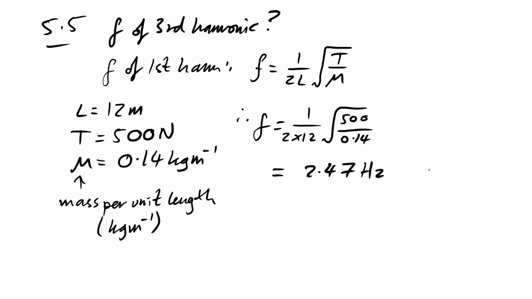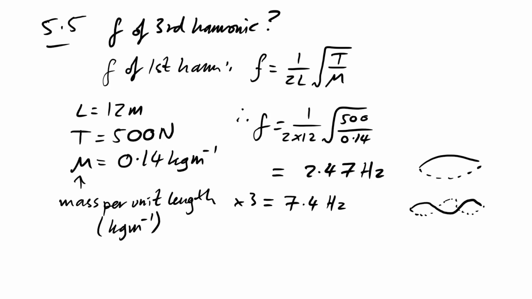However, we're looking for the third harmonic, so that is that wave there. 3 times shorter wavelength, therefore 3 times higher frequency. So that gives us, after 2 sig figs, 7.4 hertz. Oh, what do you know, I've accidentally done 5.6 as well. We've been asked to draw the third harmonic. That's what it looks like. The number of the harmonic tells you how many loops are in the stationary wave.